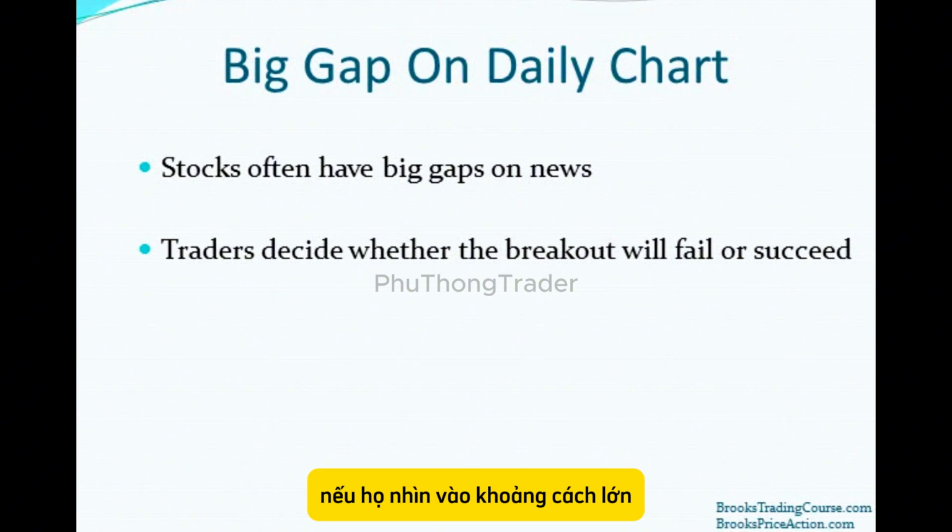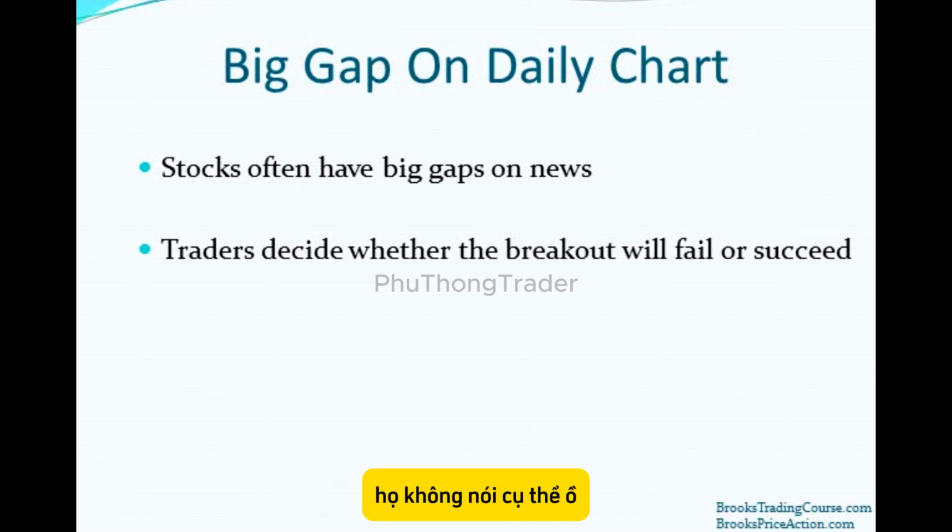If they look at the big gap up, they'll say, I don't know, maybe 50-50 chance it'll go up or down. They will have to risk half of what they're going for in terms of reward. They'll have to decide where the protective stop is, and they'll have to go for a reward at least twice as big.